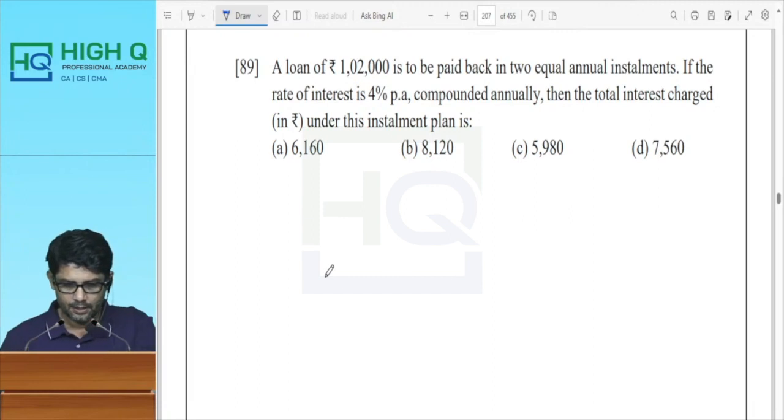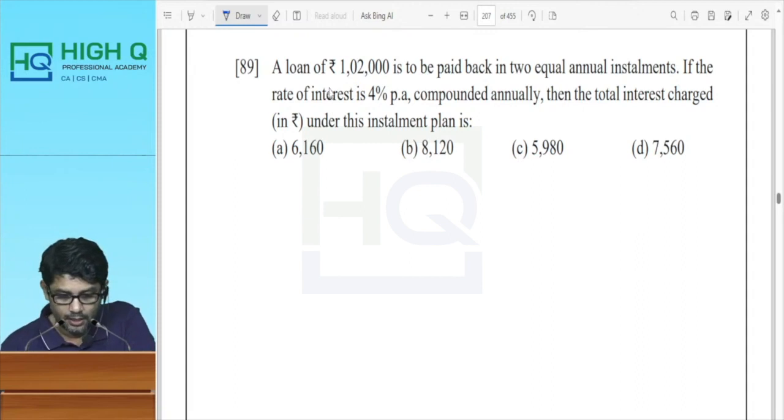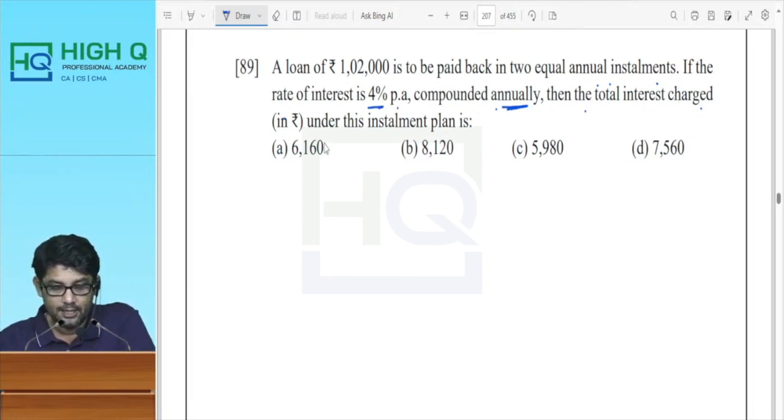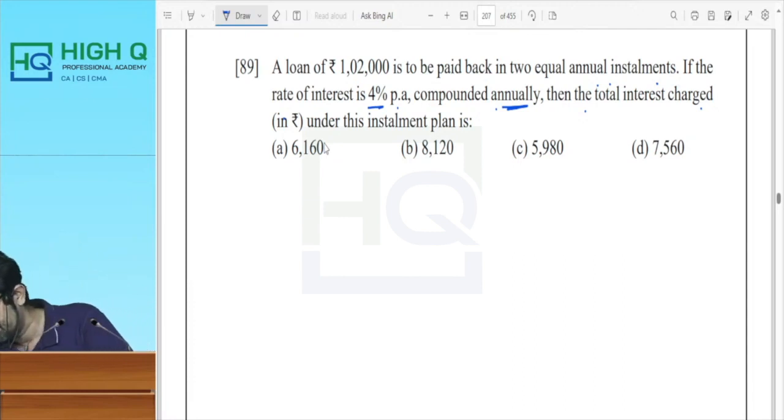Okay, what answer did you get, my dear? A loan of 1,02,000 is to be paid back in two equal annual installments. If the rate of interest is 4% per annum compounded annually, then the total interest charged under this installment plan is asked. First they ask you to find the installment amount. Is that right, my dear? Somebody gave me the answer. I think people are giving me option A. Yes, you are right. Option A is right.